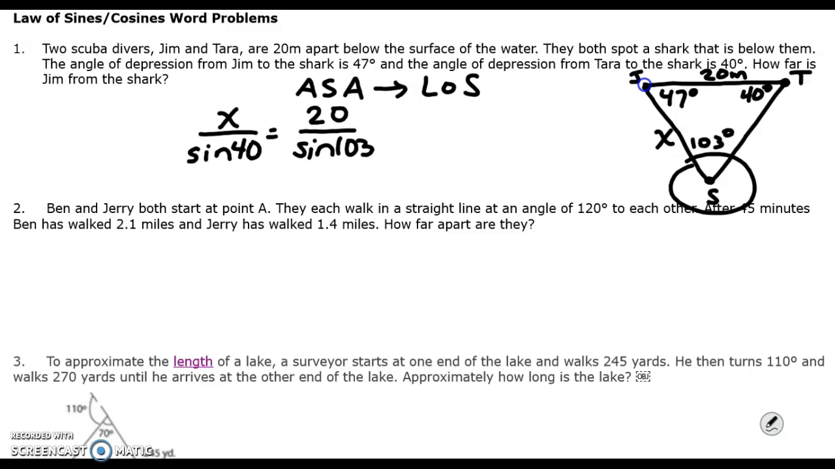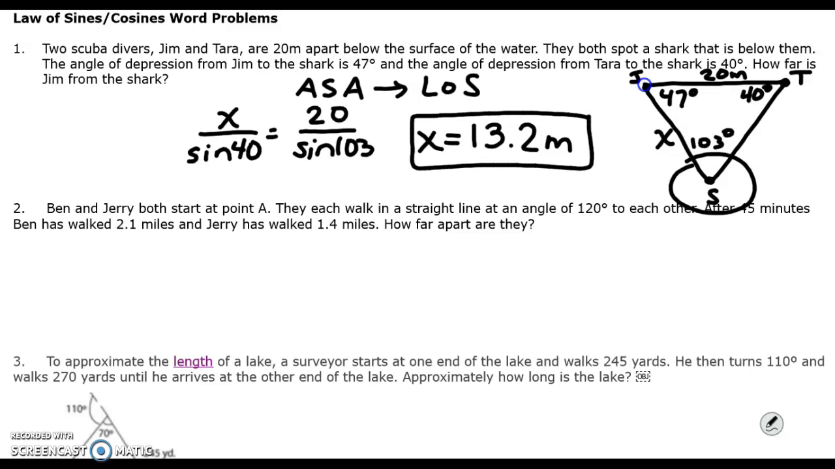We cross multiply, and we get x is 13.2. And don't forget your units. That's the last thing. We're going to round appropriately and make sure that we include units on our answer. So Jim is 13.2 meters from the shark.